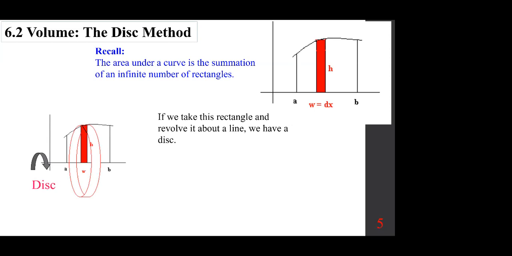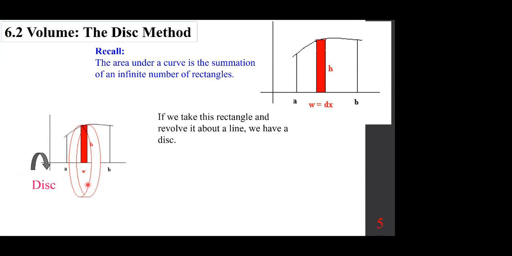So if you revolve this typical disk around the x-axis, this revolution creates this disk. And this disk has the formula: area is equal to pi r squared, right? Area is equal to pi r squared.